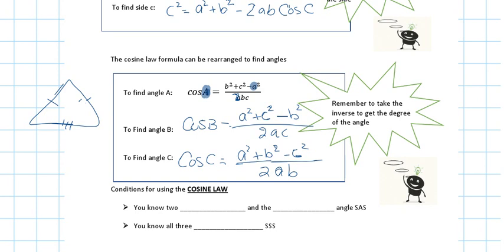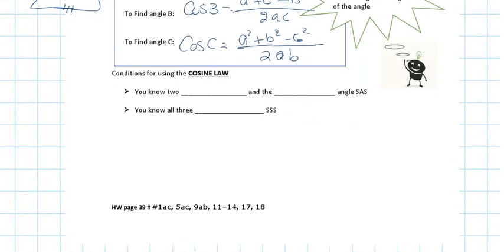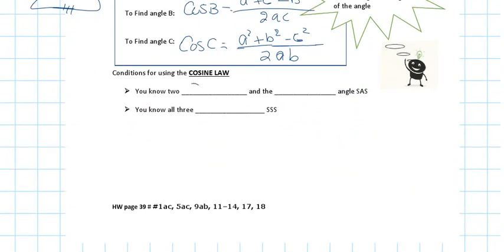So the conditions to use the cosine law: you know two sides and the contained angle. Okay, so write that, please. Or you know all three sides.